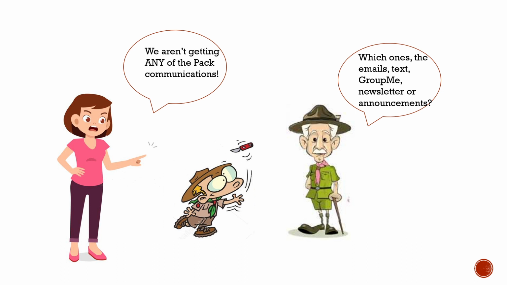The kid running off tossing the pocket knife while the parent complains, and the leader's like, oh, well, I'm just doing my best here. We aren't getting any of the PAC communications, and the leaders, which ones? Emails, text, GroupMe, newsletter, announcement.